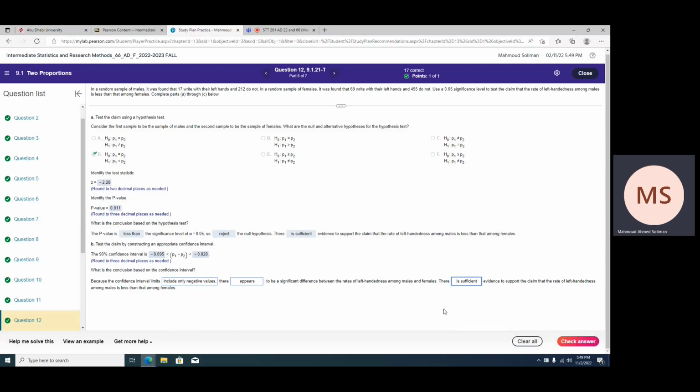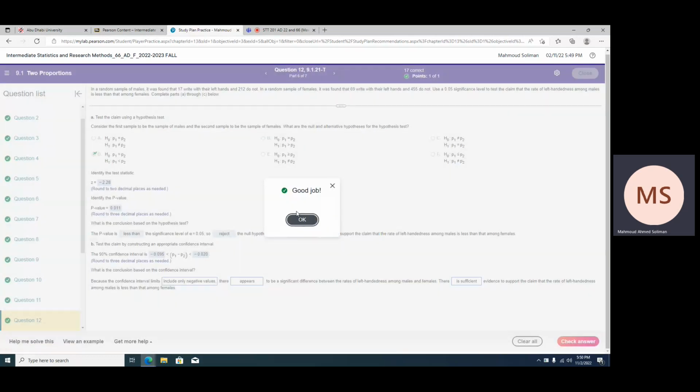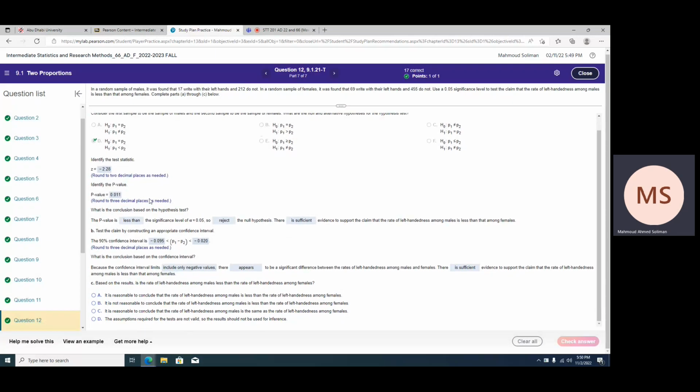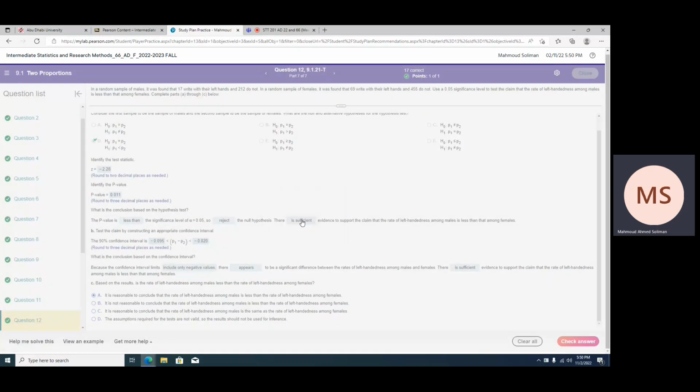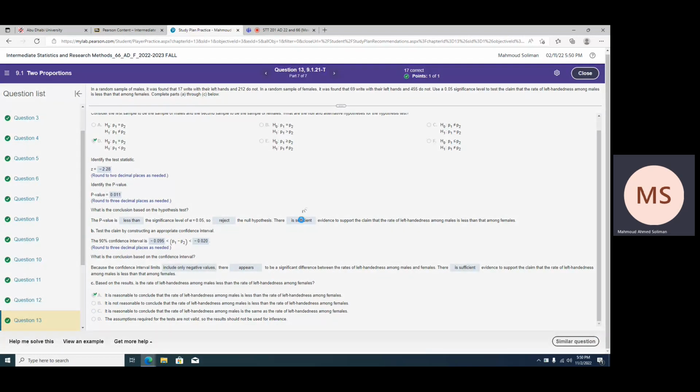So we have evidence to support the claim that males are less than females. So it is reasonable because we proved that males are less than females. So there is sufficient evidence to prove it. Okay? It is reasonable to conclude that the rate of left-handedness among males is less than among females. So we finished this one.